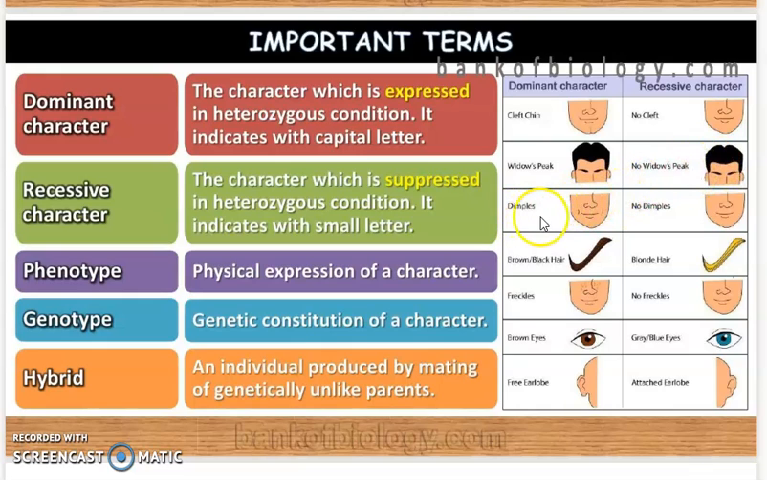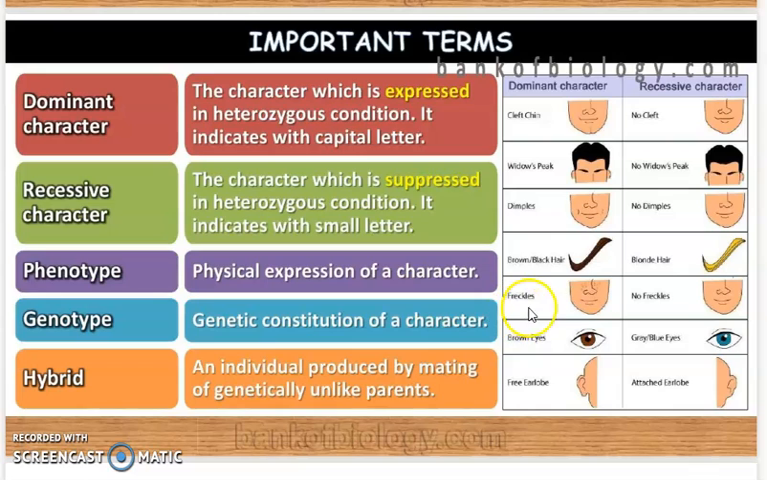And coming to dimples. Dimples is a dominant trait, and no dimples is a recessive trait. And brown or black hair, mostly this is the dominant trait, and blonde hair, which is not brown and not black either, is called the recessive trait.